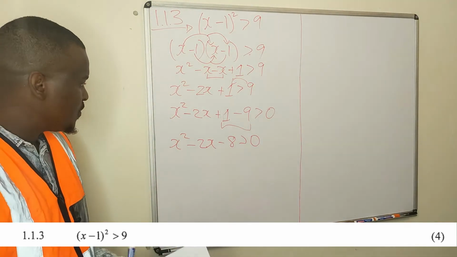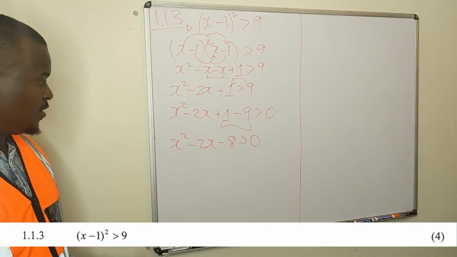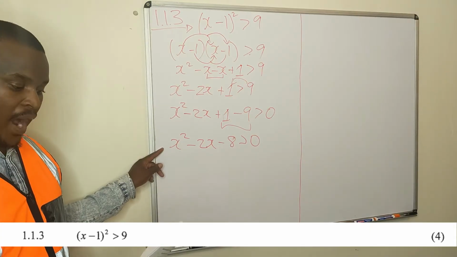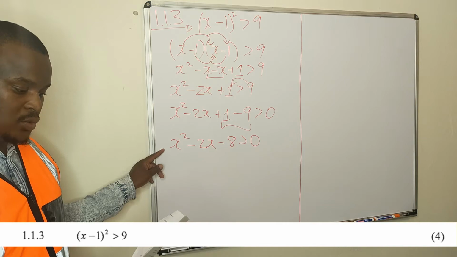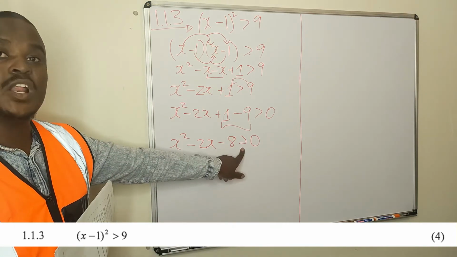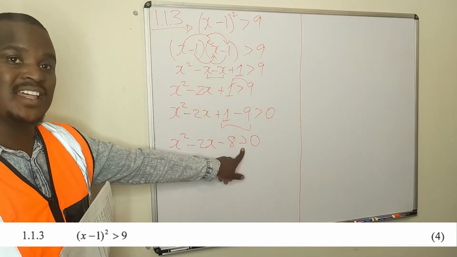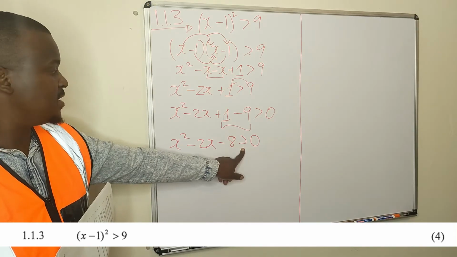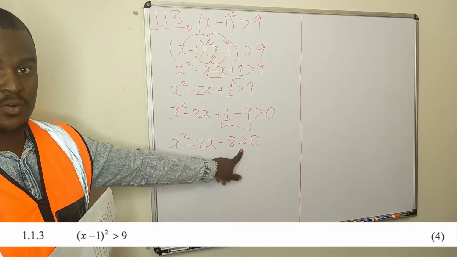So what do we do from here? If you look at this, it is very similar to what 1.1.1 and 1.1.2 looked like. The previous two questions look like this, except that they had an equality sign there instead of this inequality sign. This is greater than 0. On the previous two questions, we had equal to 0 there.